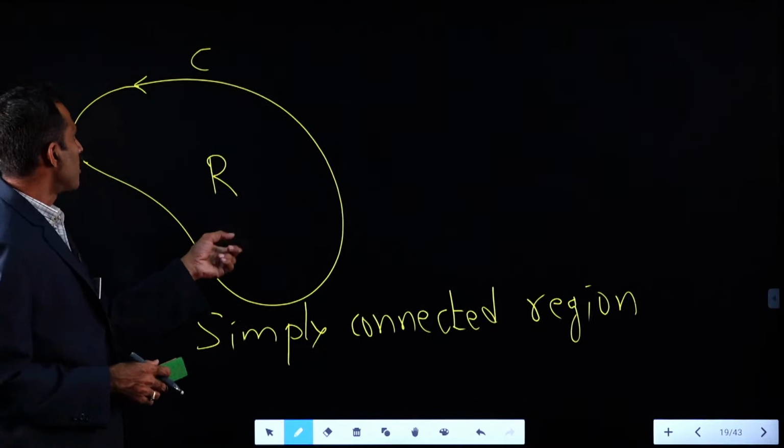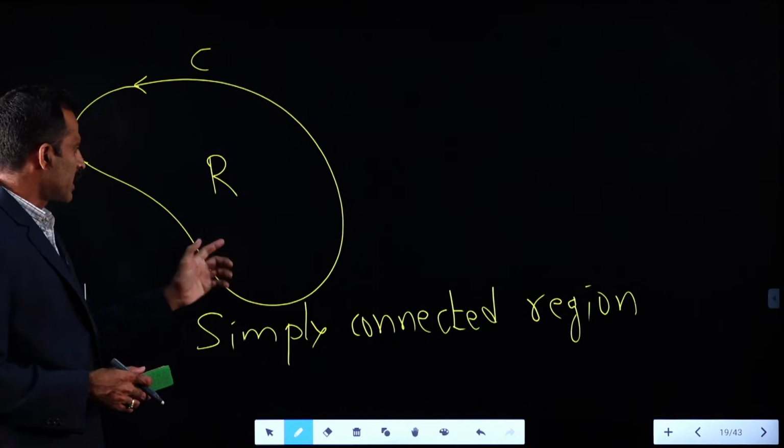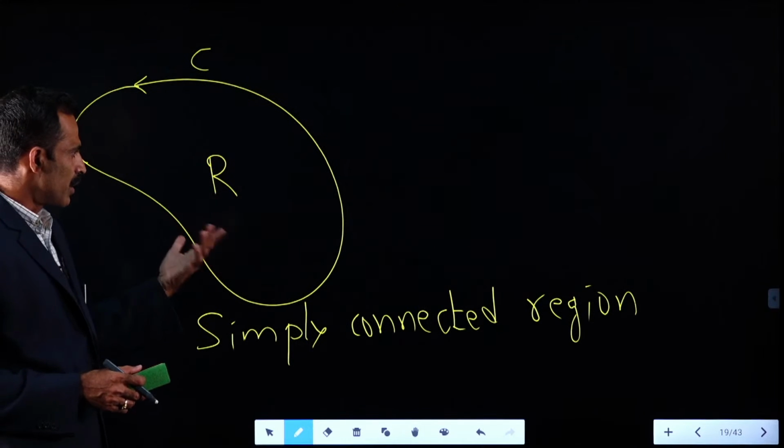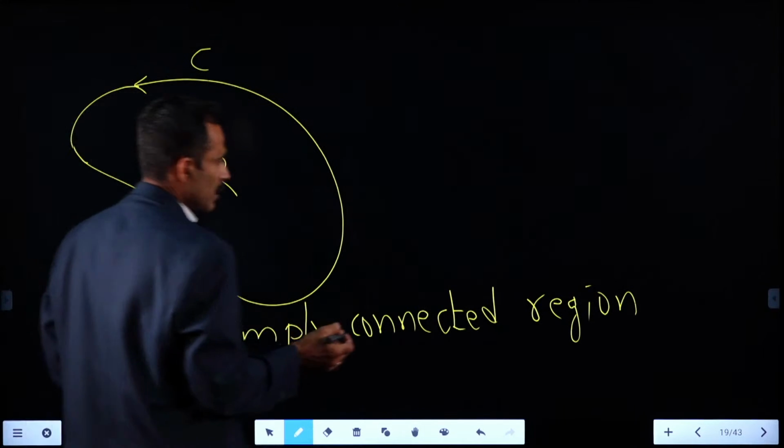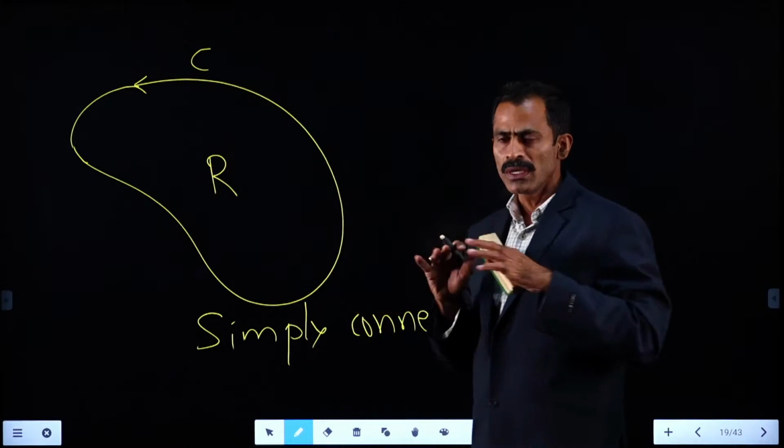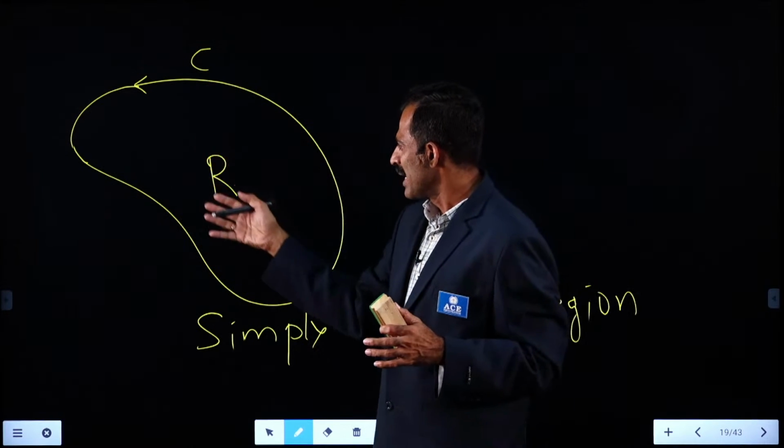The region R obtained by drawing a simple closure curve C is called simply connected region only. That is, inside the closure curve, we are taking the total portion. Then this is called simply connected region only.